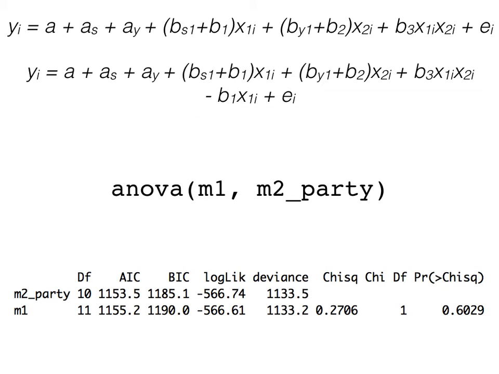There are several numbers here, but I'm only going to bring your attention to a few of them. AIC is one measure of how well the model is fit, and counterintuitively, a smaller AIC means a better fit. So when comparing these two models, the model M2 party, the model without incumbent party, is actually a better fit of the data because it has a smaller AIC.